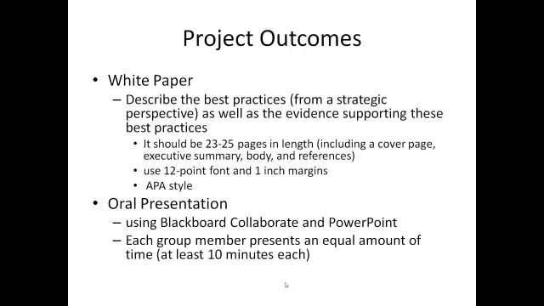Now, there are two main outcomes of your group project. One is a white paper. This is a paper where you describe the best practices from a strategic perspective, as well as the evidence that you've gathered supporting these best practices. So I'm looking for a paper that's 23 to 25 pages in length. Now that does include the cover page, the executive summary, the body, and the references.